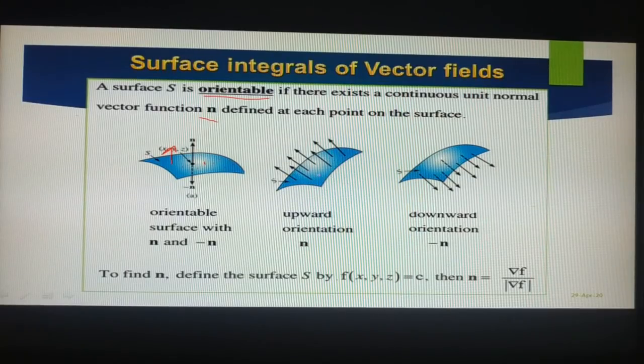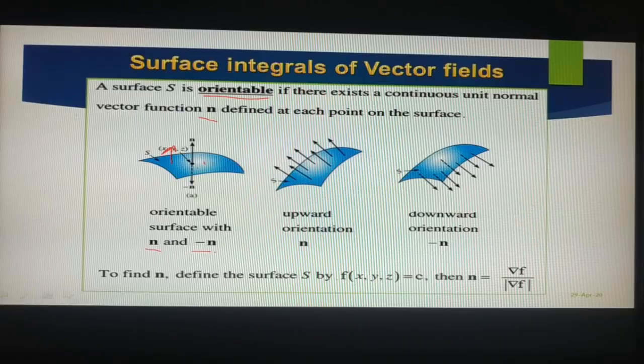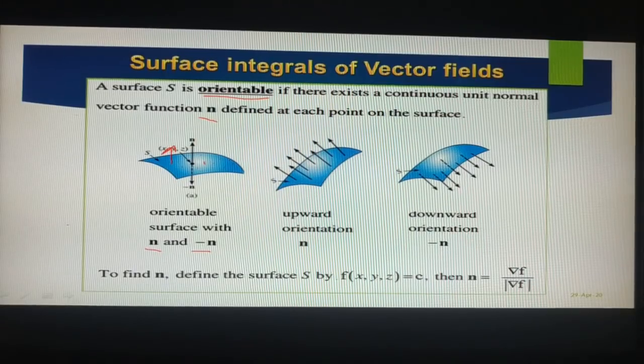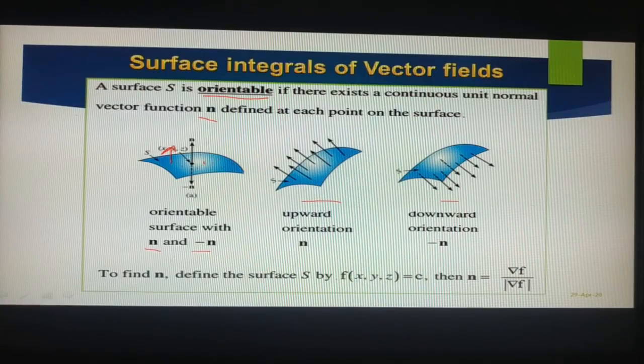Because the surface has both sides, you may have upward orientation as well as downward orientation. In this picture I have also shown the surface with n and minus n, where minus n tells us it is the downward orientation. See the second and third pictures, so you can clearly understand. One is the upward direction and the other is the downward direction, right? So indirectly we call these orientable on both sides.